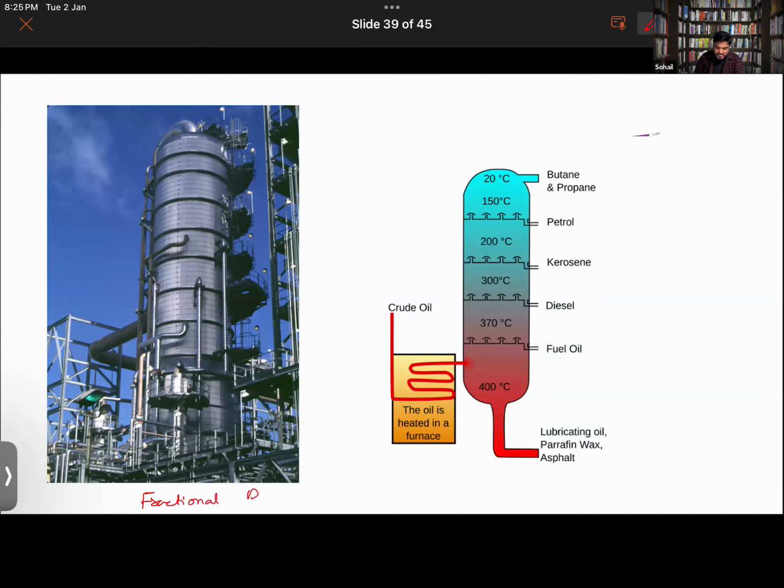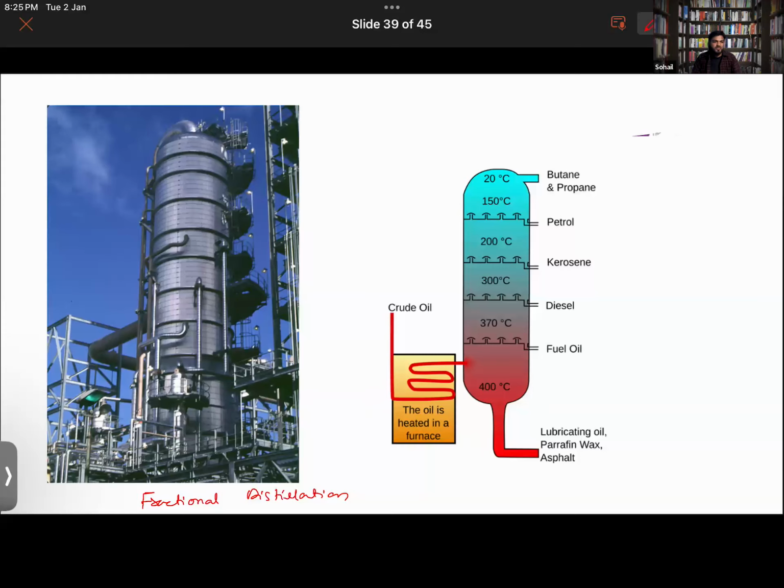Fractional distillation. I hope all of you understand what distillation is. For example, when you do distillation of water, how is it done? How do we define distillation? We heat the water, and its different components have different boiling points, and then they are separated from each other.